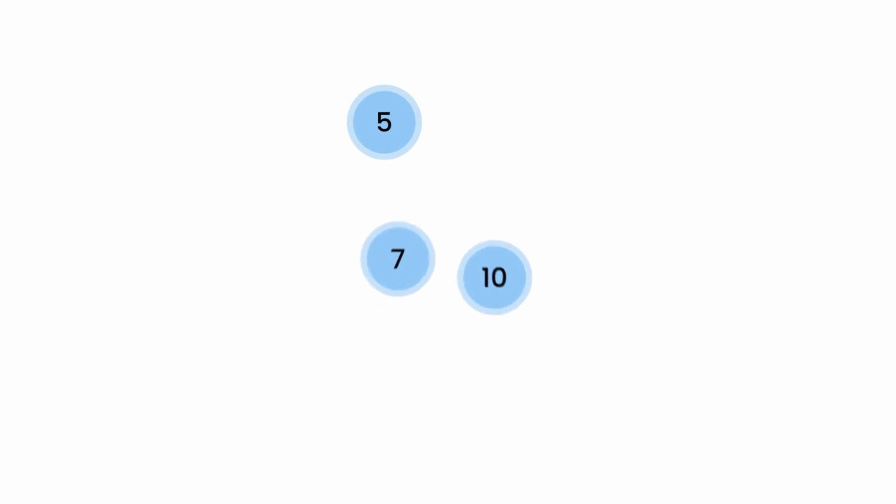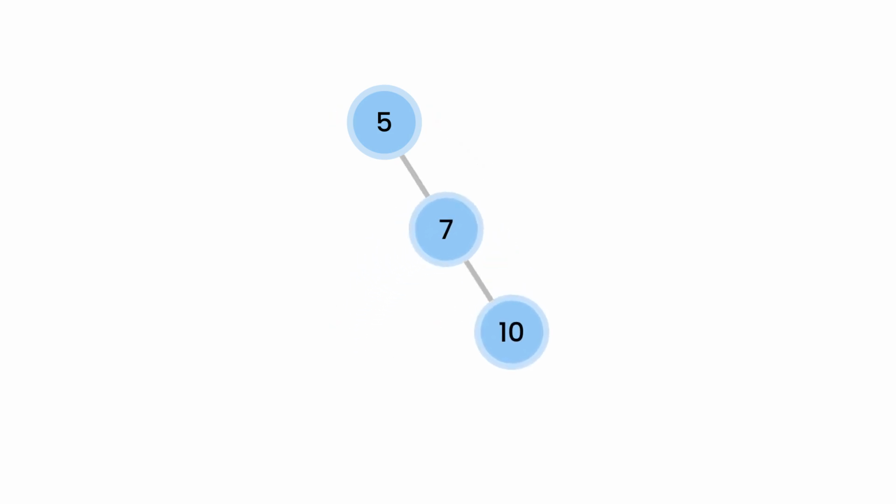First, we rotate 10 to the right. It will come down. Now we have a right heavy tree. So we rotate the 5 to the left. And now our tree is balanced again. So this is how rotations work.